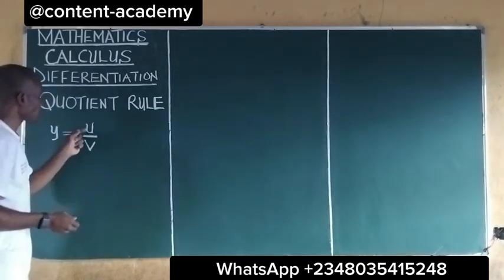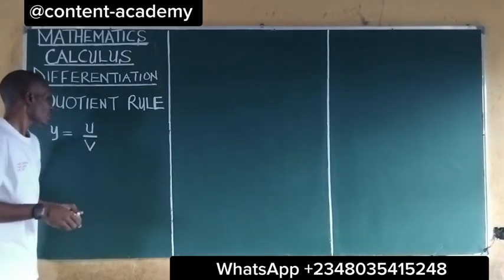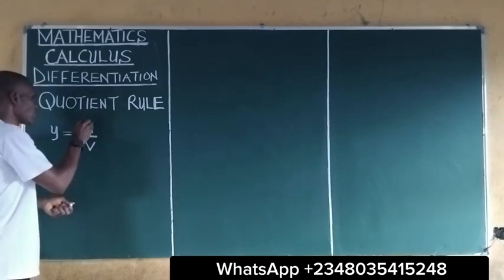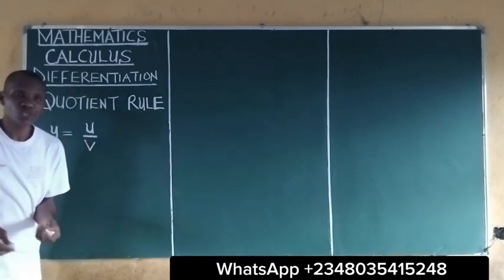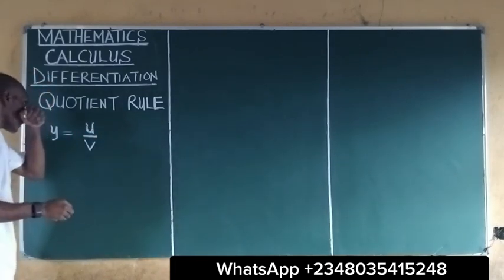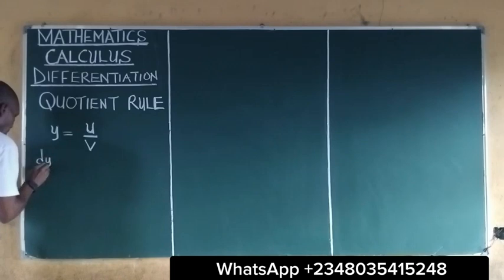So if we have something like this, provided u and v are differentiable, then we can call it the quotient rule of differentiation. A formula is being used to compute equations on quotient rule. And that formula states dy over dx.